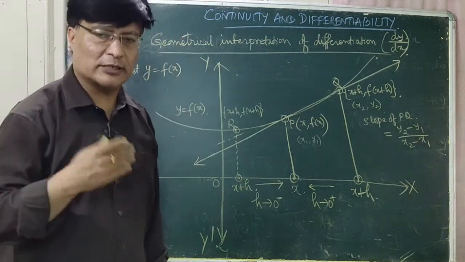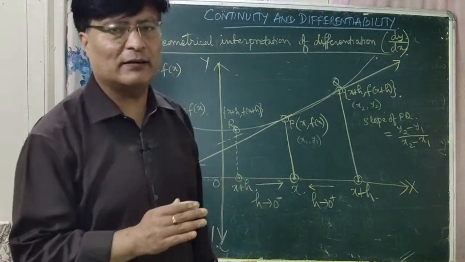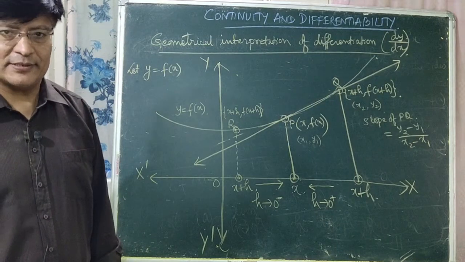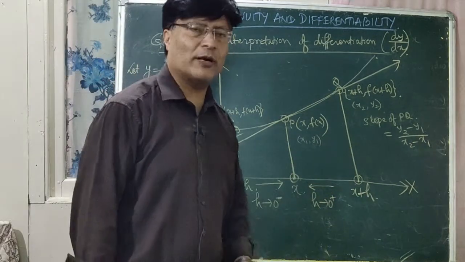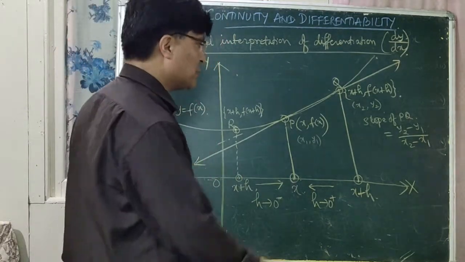That makes with the positive direction of the x-axis. That is, the slope of a straight line is defined as the tangent of the angle that the straight line makes with the positive direction of the x-axis. So there was a formula for the slope of the straight line, which is equal to the difference of the ordinates divided by the difference of the abscissa.